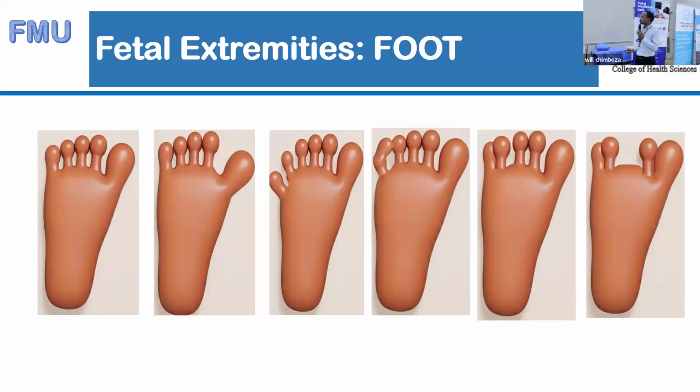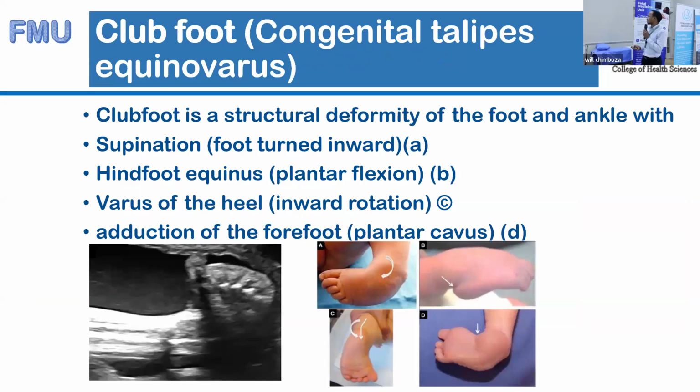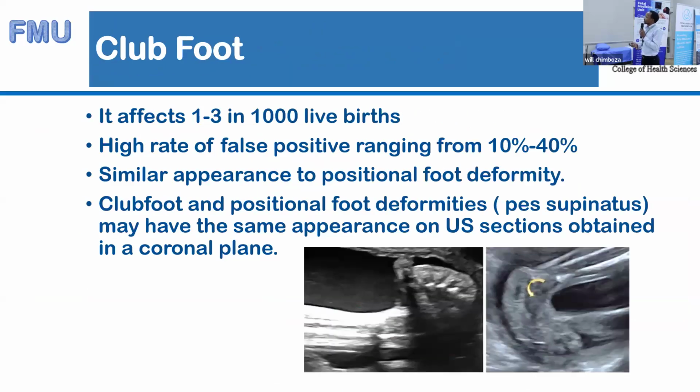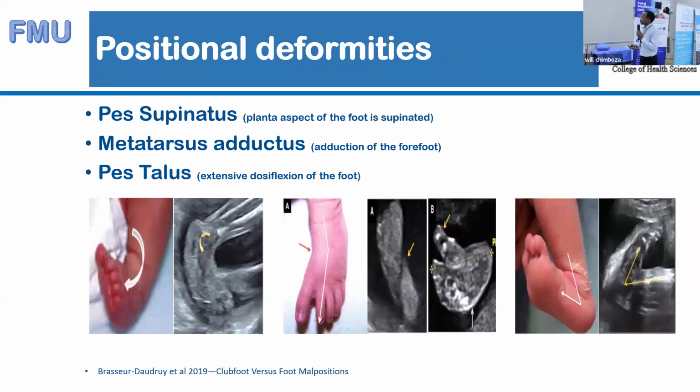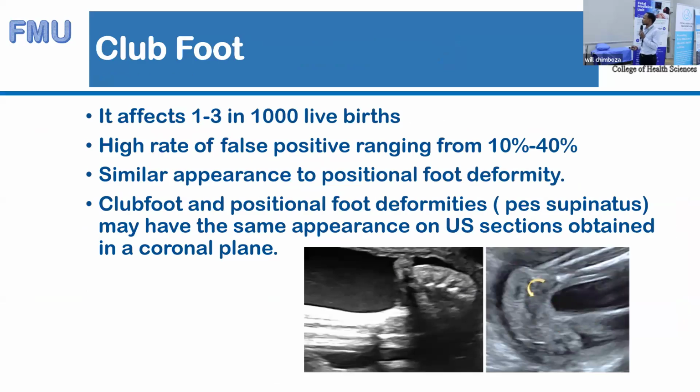Then for the foot, we have to count the digits, look for any gaps like the sandal gap, look for any extra digits like in polydactyly, look for any deviations like in trinodactyly. You also look for any fusions of the digits or for any absence of the digits. Then at the level of the ankle, there is club foot that we should always rule out.